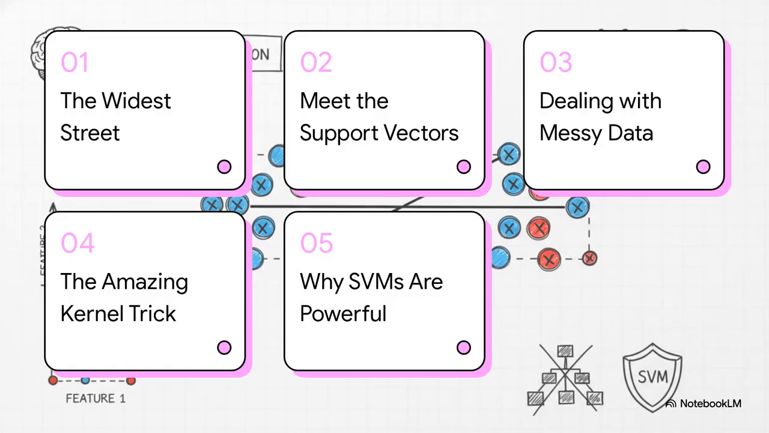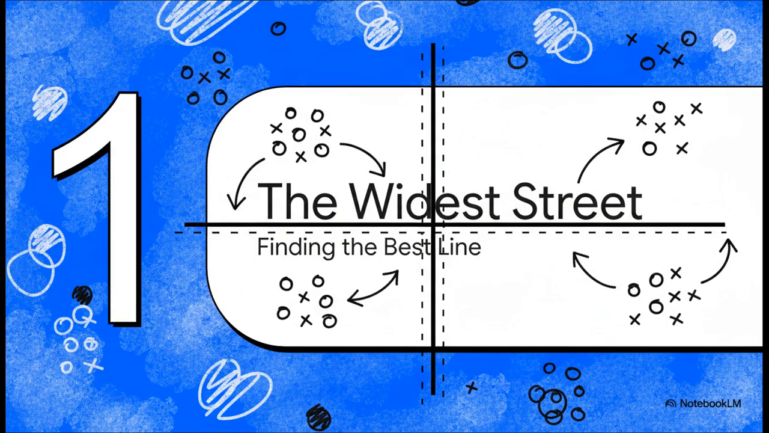So here's how we're going to tackle this. We'll start with a really simple idea I like to call the widest street. From there, we'll meet the most important players in this whole game, the support vectors. Then we'll see how SVMs handle messy, real-world data. And finally, we'll uncover its secret weapon, the amazing kernel trick. By the end, you'll totally get why this thing is so powerful. All right, let's jump right in.